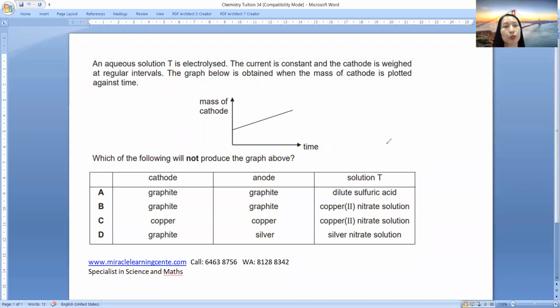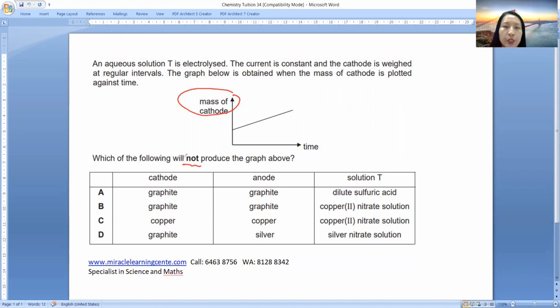Let us look at this chemistry question. An aqueous solution T is electrolyzed. The current is constant and the cathode is weighed at regular intervals. The graph below is obtained when the mass of cathode is plotted against time. So you have the mass of cathode here, and you notice the mass is increasing. Which of the following will not produce the graph above?